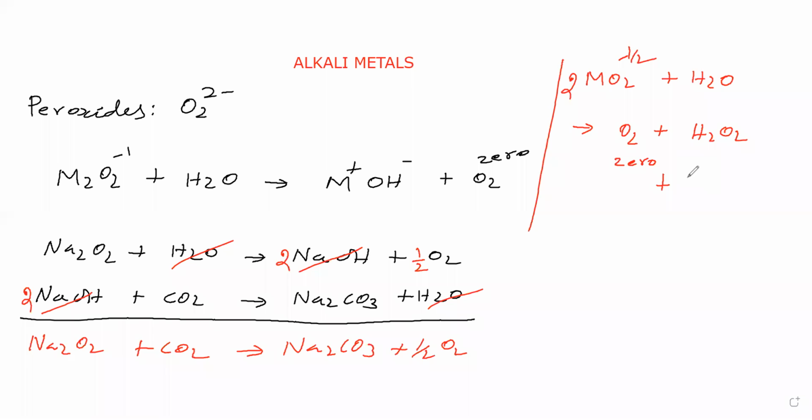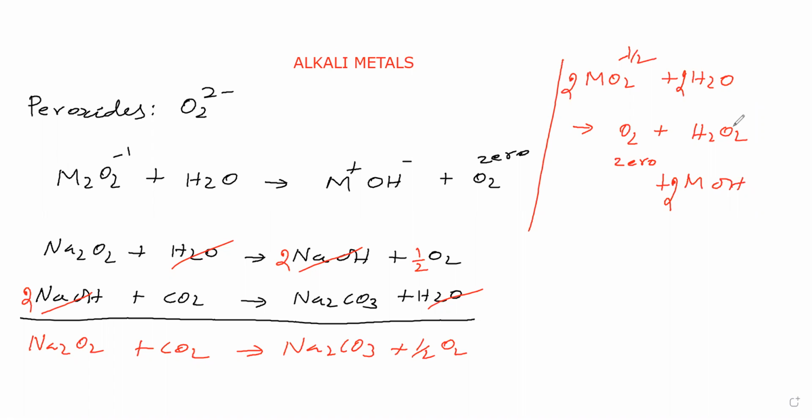We will write a metal hydroxide. For water we will take 2 times. This we will write as H plus OH minus. H plus goes here, OH minus comes here. This we will write 2 times. So superoxide with water gives oxygen, hydrogen peroxide and metal hydroxide. This hydrogen peroxide on decomposition gives oxygen and water.